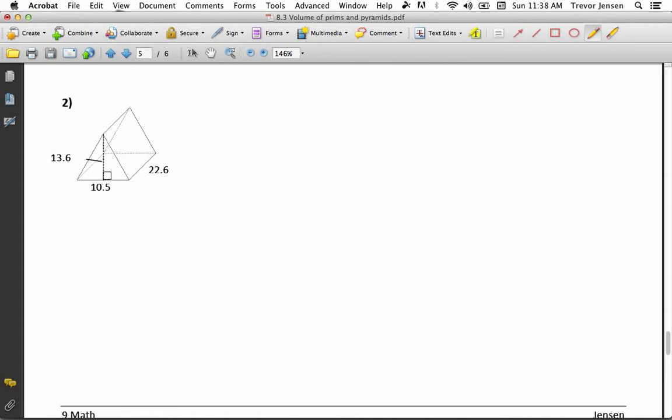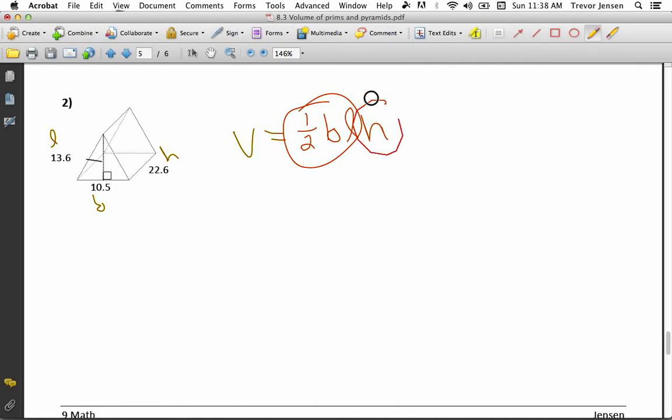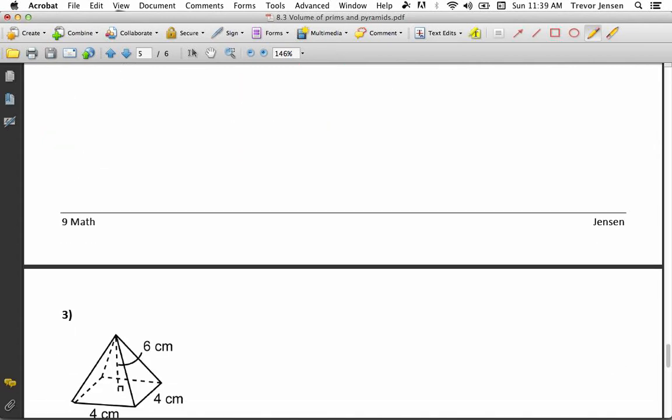Number 2, we have a triangular base prism. So to find the volume of that type of prism, remember, area of the base. It's a triangular base, so half times base times height. And remember, we use the letter L to represent the height of the triangular base because we use the letter H to represent the height of the prism. So here's our B and our L. So area of the base times the height: half times B times L will give you the area of the triangular base, and then multiply that by the H, the height of the prism. So that's the area of the base times height. So try that for that one.